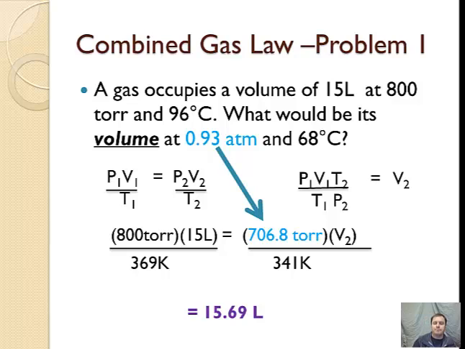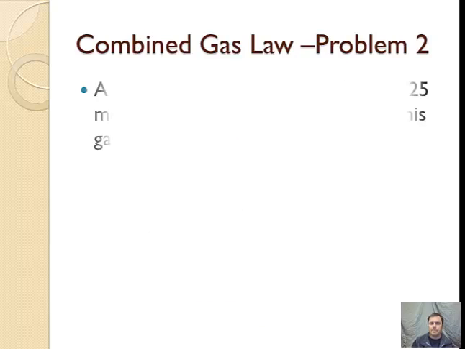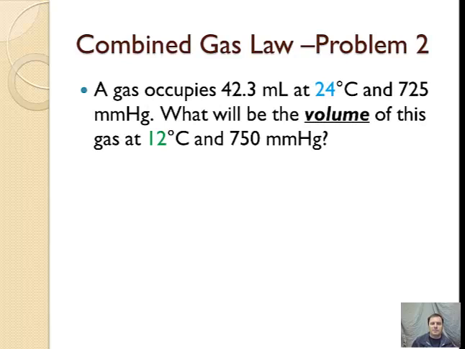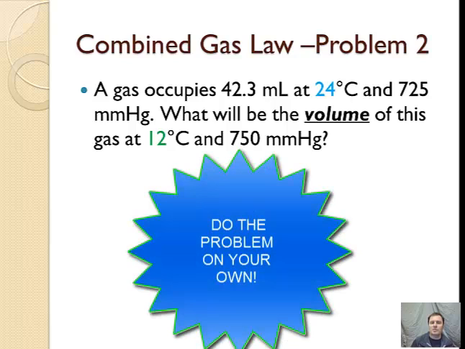Let's try another problem here. A gas occupies 42.3 milliliters at 24 degrees Celsius and 725 millimeters of mercury. What will be the volume of this gas at 12 degrees Celsius and 750 millimeters of mercury? Go ahead, pause the video, try this one on your own, then come back.